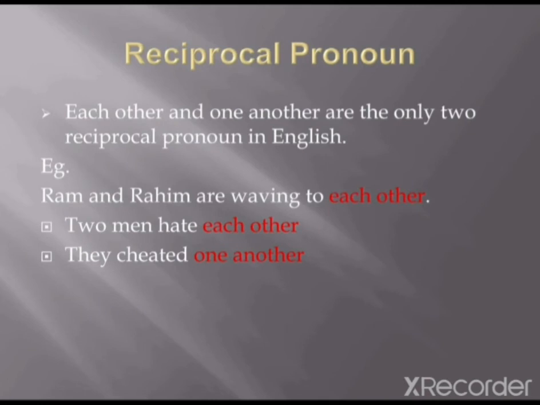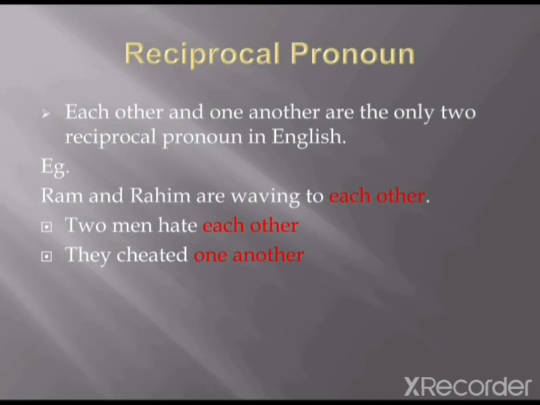Next is reciprocal pronoun. We use the reciprocal pronouns each other and one another when two or more persons do the same thing. For example, Peter and Mary help each other. It means Peter helped Mary and Mary helped Peter. Second example, we sent one another New Year cards. It means we sent them a New Year card and they sent a New Year card to us. A reciprocal pronoun expresses mutual action or relationship.